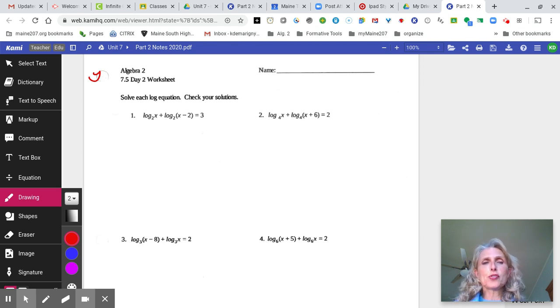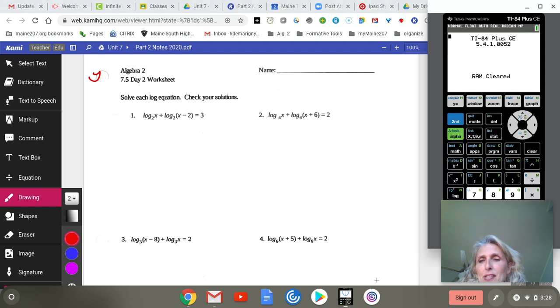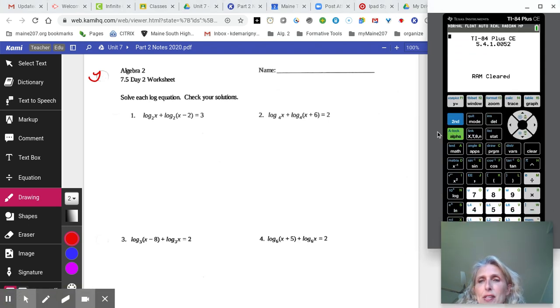So with this first one that I see, and I apologize for my writing. I know it's a little bit challenging. It's difficult for me to write and film at the same time. And let me make sure I can pull up my calculator here. So our calculator is available. Hopefully you guys are using that. It's awesome. I am so excited about it.